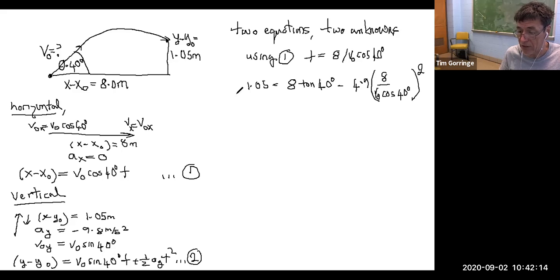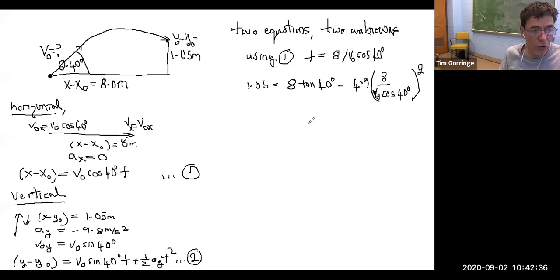And so what I've done here is, by combining equations 1 and 2 together, I've made a new equation in which I've eliminated the unknown time. And now I have only one unknown quantity, this velocity v naught.